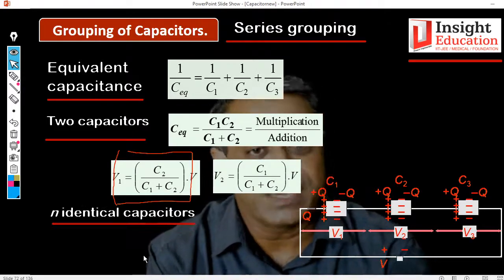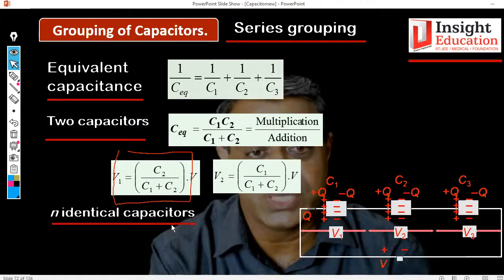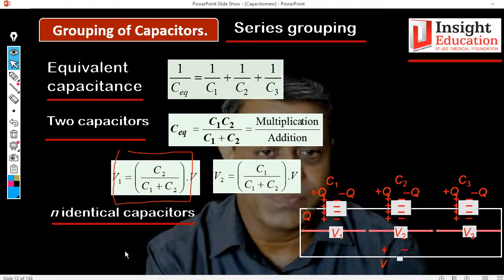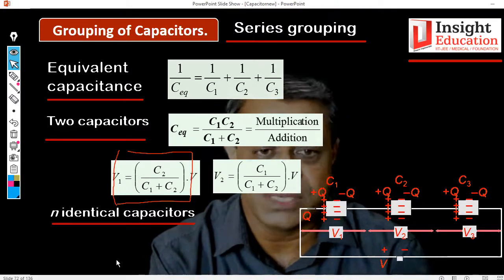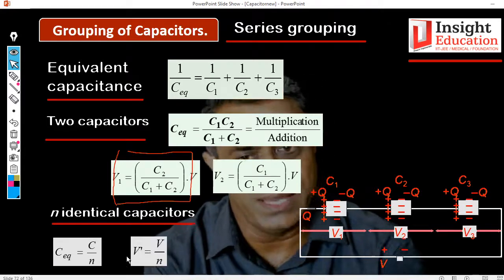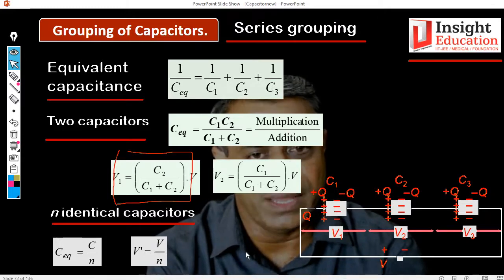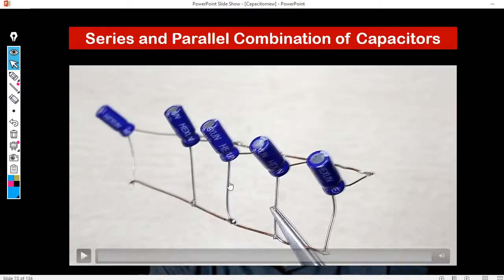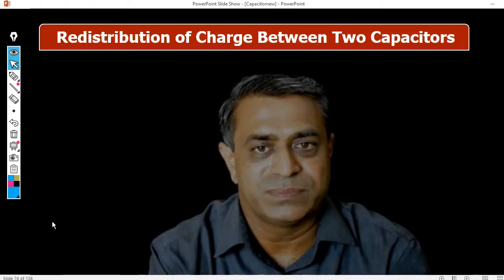If n capacitors are connected in series, then charge Q dash is equal to Q, potential V dash is equal to V by n, and C dash is equal to C by n. So C equivalent is equal to C by n, and V dash is equal to V by n. So you can see this curve. So this is parallel or series.